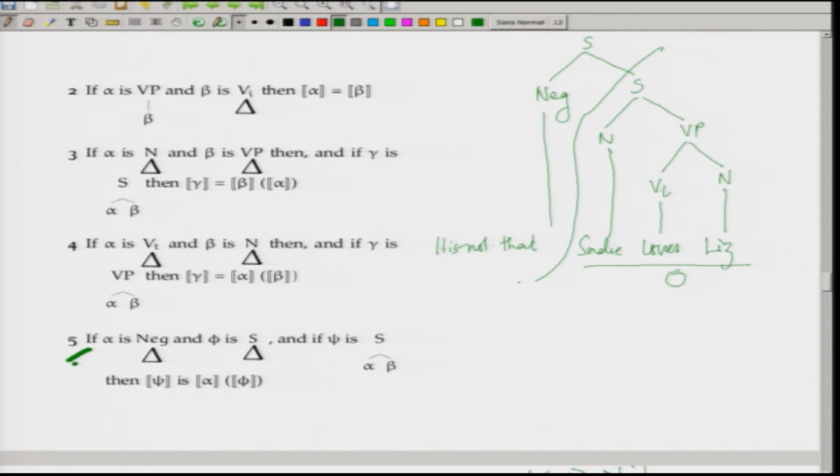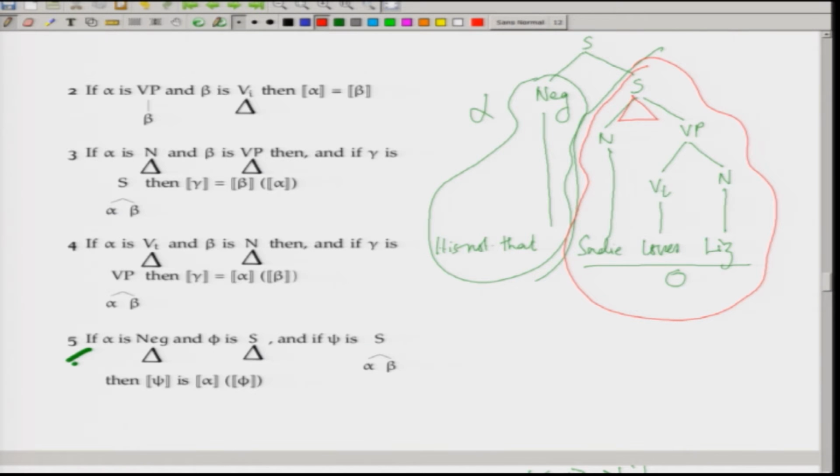So let us concentrate on rule 5, which says that if alpha is neg goes to something, now this is alpha, and if phi is S goes to something, so phi is this, S goes to something, and we have seen that alpha is neg goes to something.